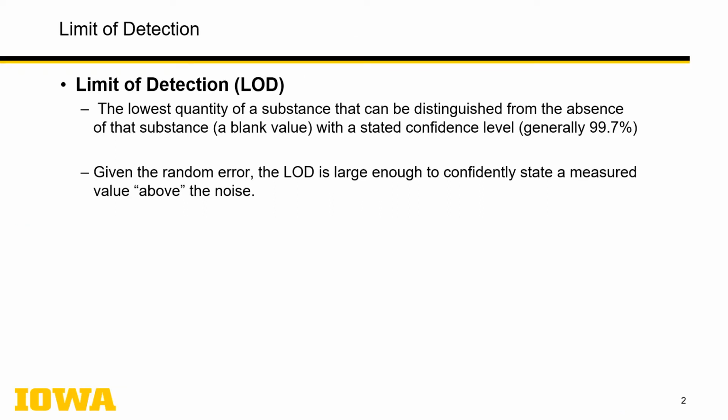Okay, another important concept is this idea of the limit of detection. Now let's get into that. As you can imagine, it's a limit, just as it says, of being able to detect something by an analytical instrument or any type of instrument. So it's the lowest quantity of a substance that can be distinguished from the absence of that substance, a blank value, with a stated level of confidence. And it's generally a really high level of confidence, 99.7%, as we'll see.